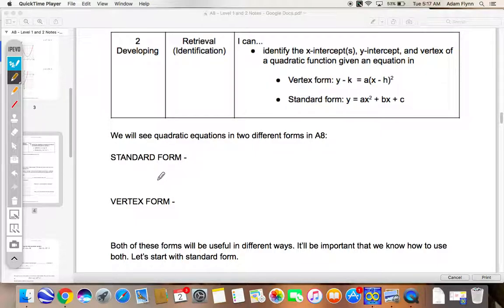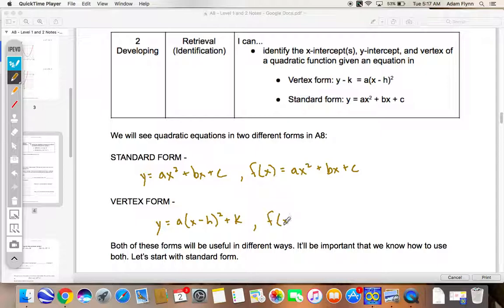So standard form, which is y equals ax squared plus bx plus c. And it doesn't matter whether we write y or f of x. More often than not, we'll see f of x. Or vertex form, which is a times (x minus h) squared plus k, or we'll see it as f of x.